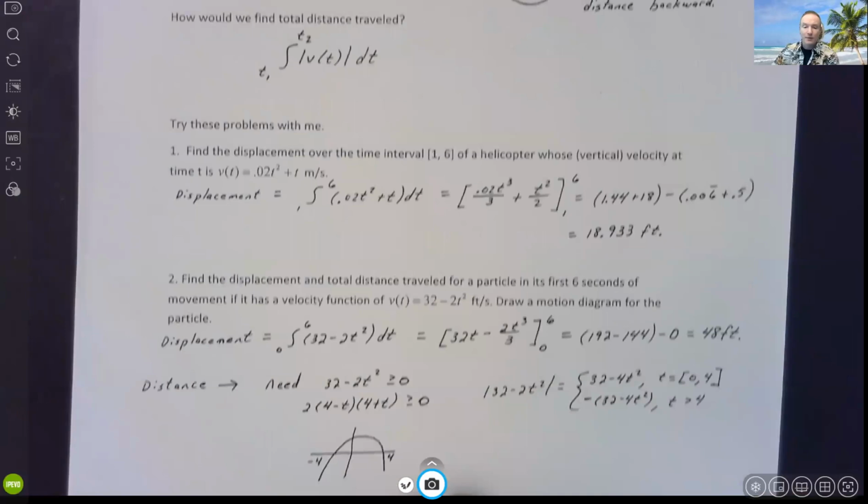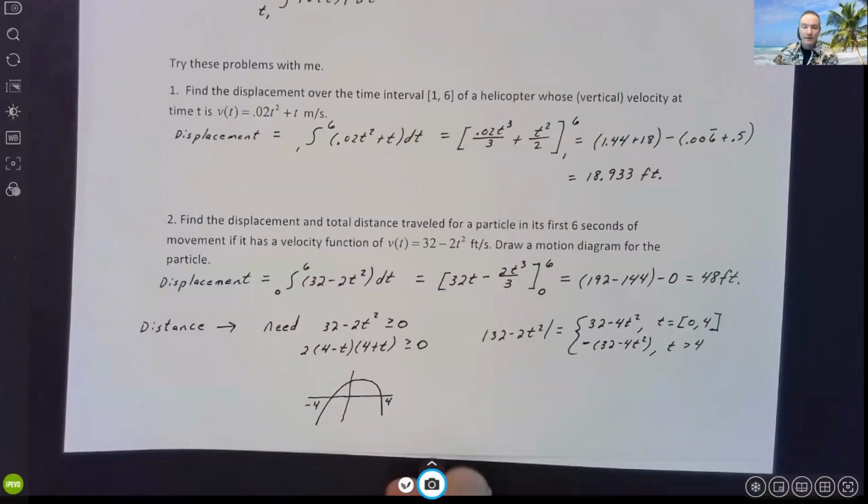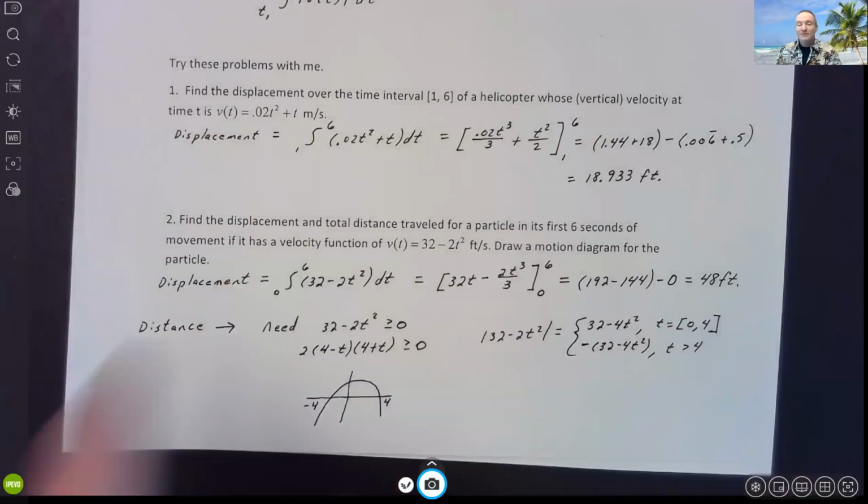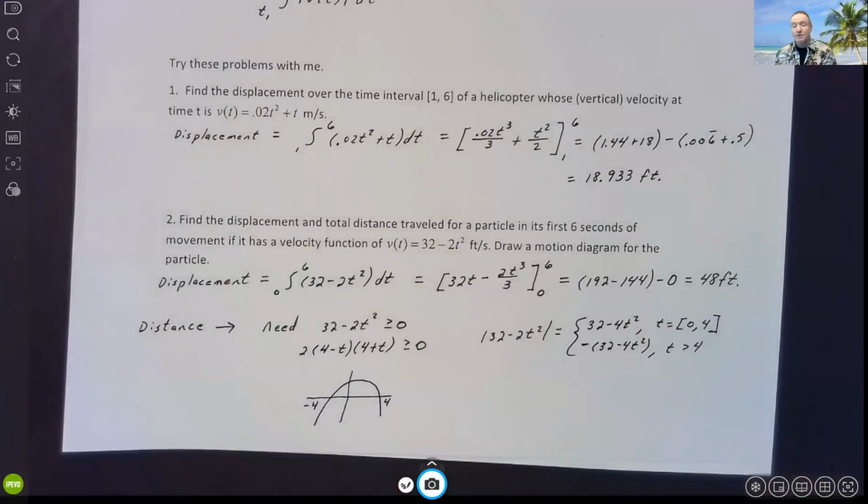Now for the next one here, and it is in feet, so I'll put the correct units for this one. I'm asking you to find the displacement and total distance traveled for a particle in its first 6 seconds of movement if the velocity function is 32 minus 2t squared feet per second. And I'm asking you to draw a motion diagram for the particle.